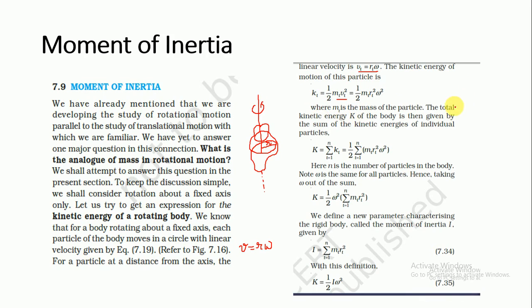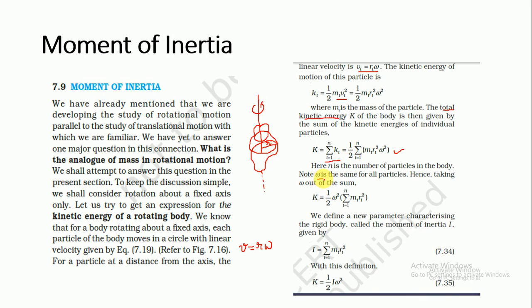If you want to find the total kinetic energy of the body, you will find the sum of the kinetic energies of all the n particles. So we are taking a summation which varies from 1 to n. So you can write the expression of the kinetic energy of the ith particle. Here, what is n? N is the number of particles in the body.